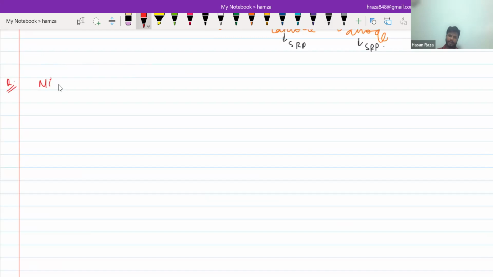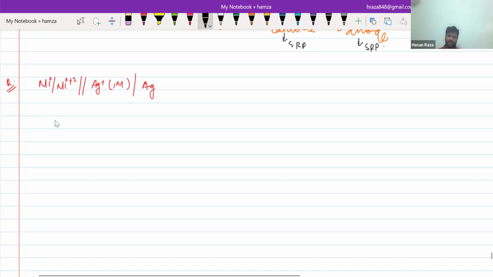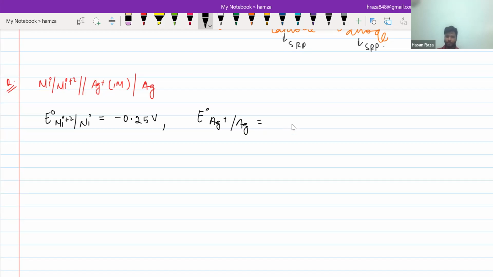The question is basically Ni | Ni^2+ || Ag+ (1 M) | Ag, and more information is given: E naught, the standard electrode potential of Ni^2+/Ni, is given as minus 0.25 volt. Again, E naught of Ag+/Ag is given as 0.80 volt. Now we need to find E naught cell.